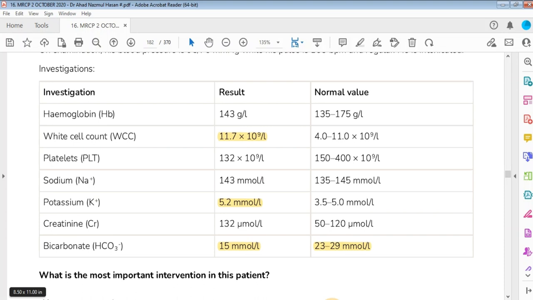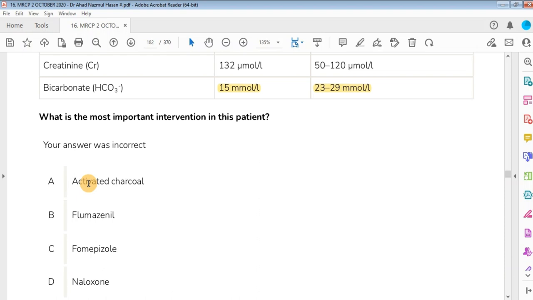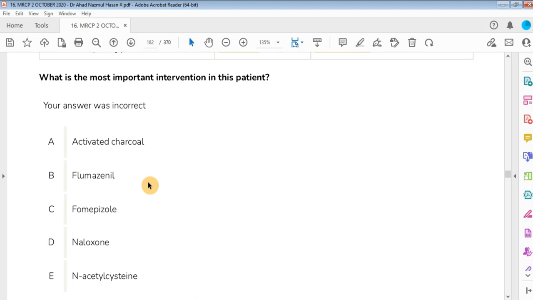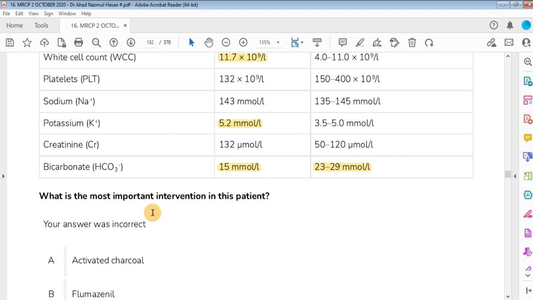And next one is the activated charcoal. Activated charcoal may have a role in case of methanol poisoning, but the specific is with the fomepizole. And flumazenil is for the benzodiazepine overdose. Naloxone is for reversal of the opioid intoxication. So can anyone tell me the methanol poisoning, does it cause reversible visual loss or irreversible?